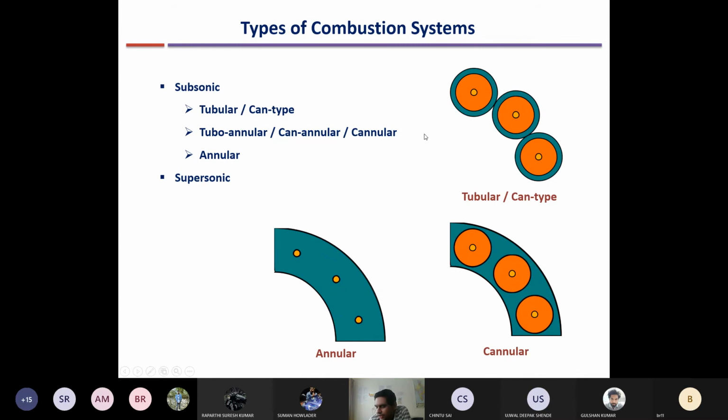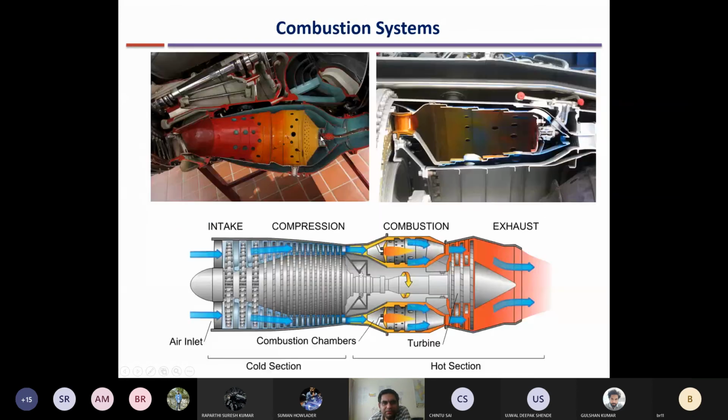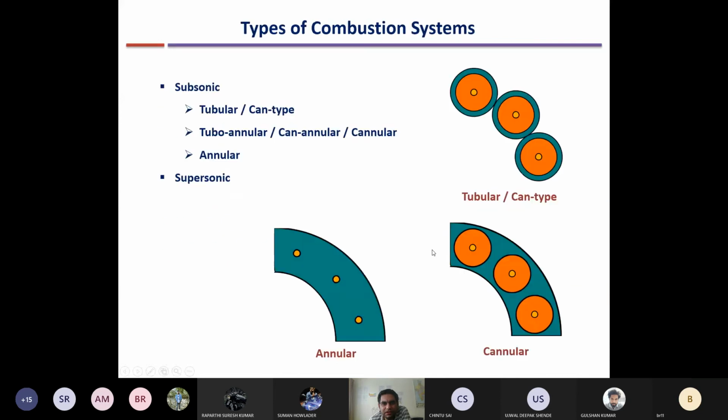Can type design, or tubular. In this type of design, you have separate combustion chambers. Totally separate combustion chambers. There may be 8 to 10 combustion chambers surrounding the shaft. They have their own igniters, their own liners, their own secondary and primary holes, their own fuel injectors. Everything is separate.